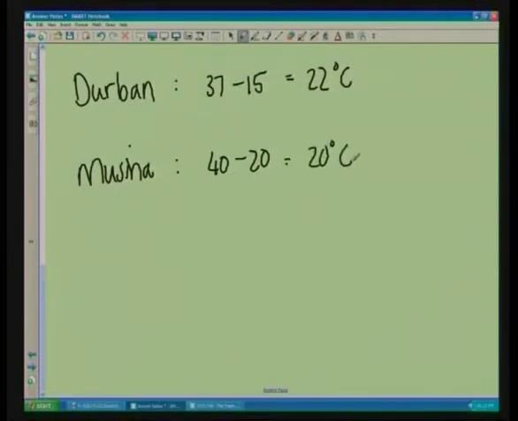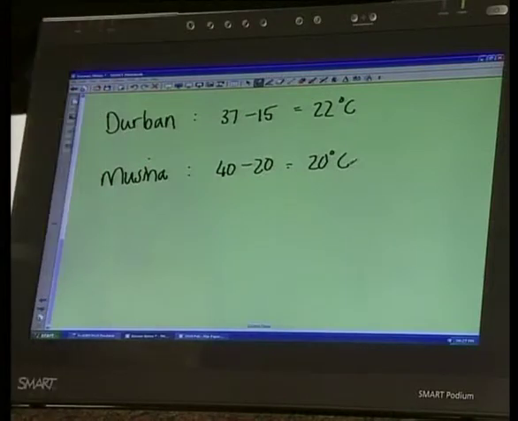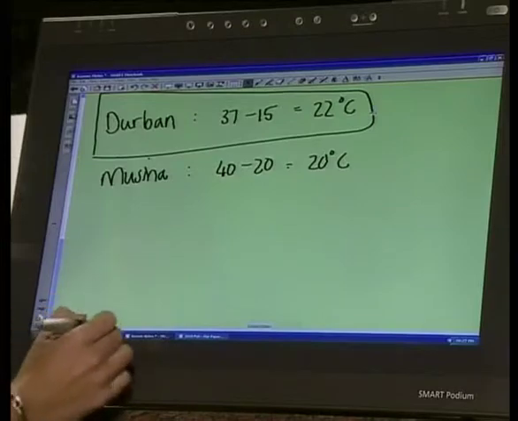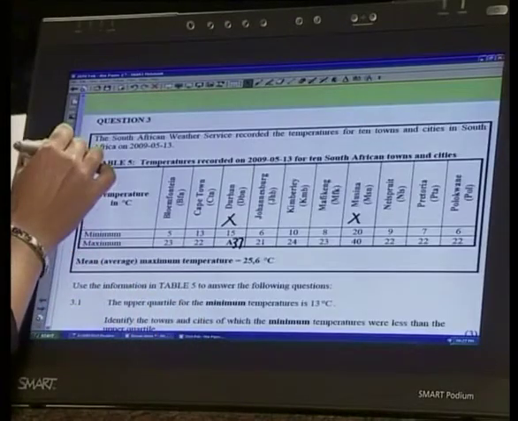So out of those two values, which one had a greater difference between the maximum and minimum? The obvious answer is going to be Durban. Okay. I think we're going to leave it there.